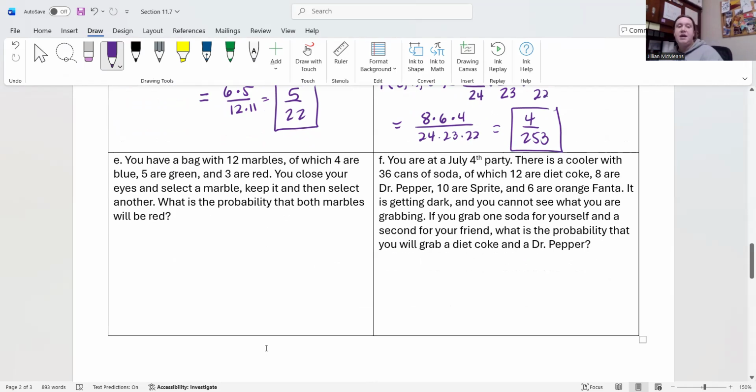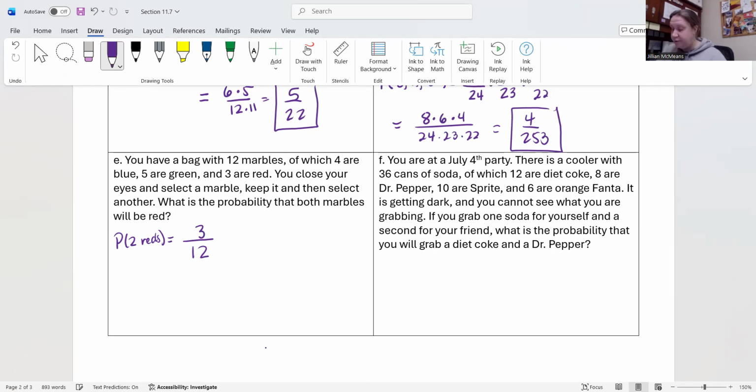It says for part E, you have a bag with 12 marbles, of which 4 are blue, 5 are green, and 3 are red. You close your eyes, select a marble, keep it, and then select another. What is the probability that both marbles will be red? So we want the probability of 2 reds. Well, we know we have 12 marbles to start, and of those starting 12, 3 of them are red.